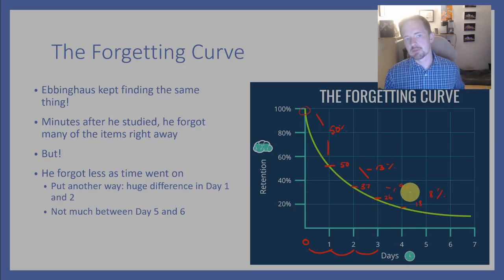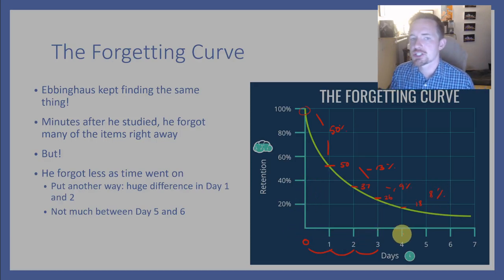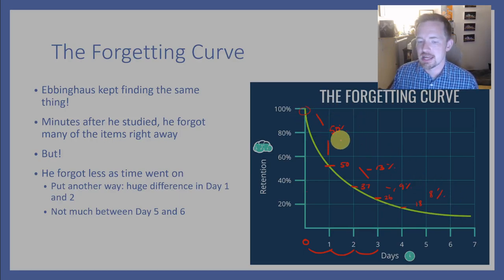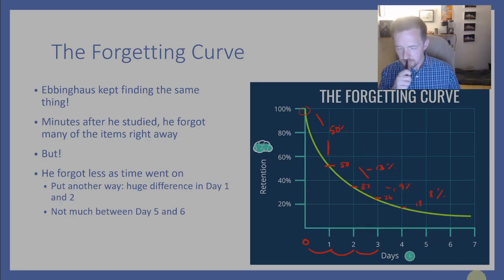Basically what I'm trying to say is that with each additional day, we have forgotten less as time goes on. The first day we forgot 50% of it. The next day we forgot 13. The next day we forgot 9%. The next day we forgot 8%. So what this means, this is good and bad news, by the way.